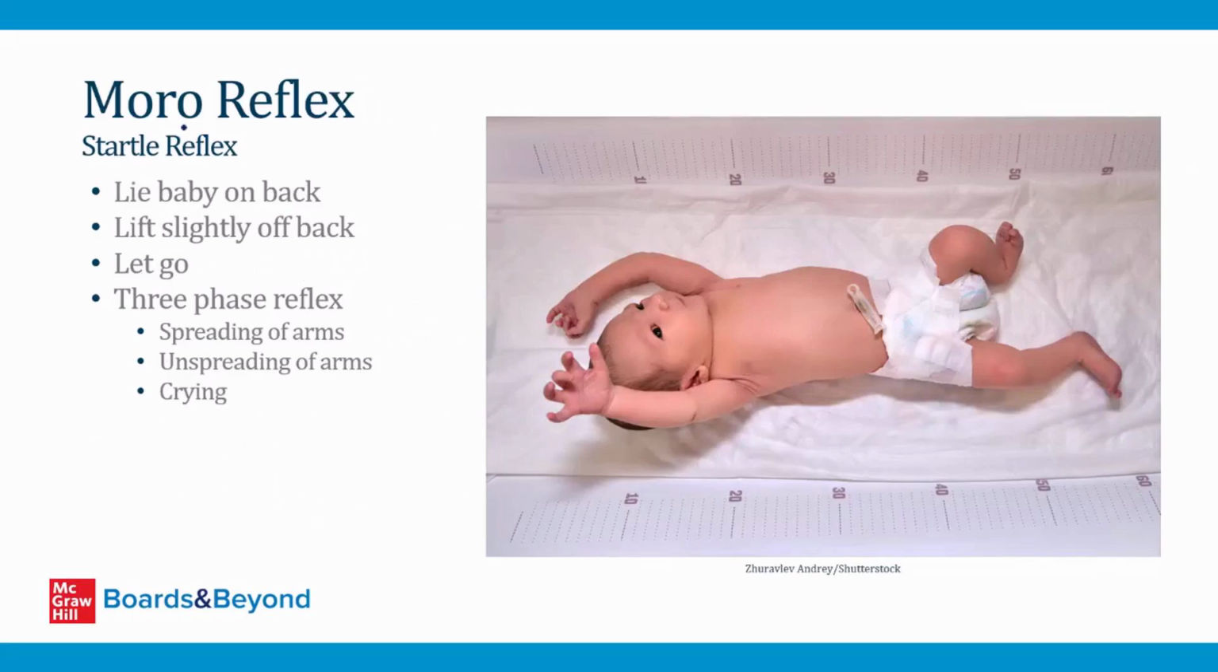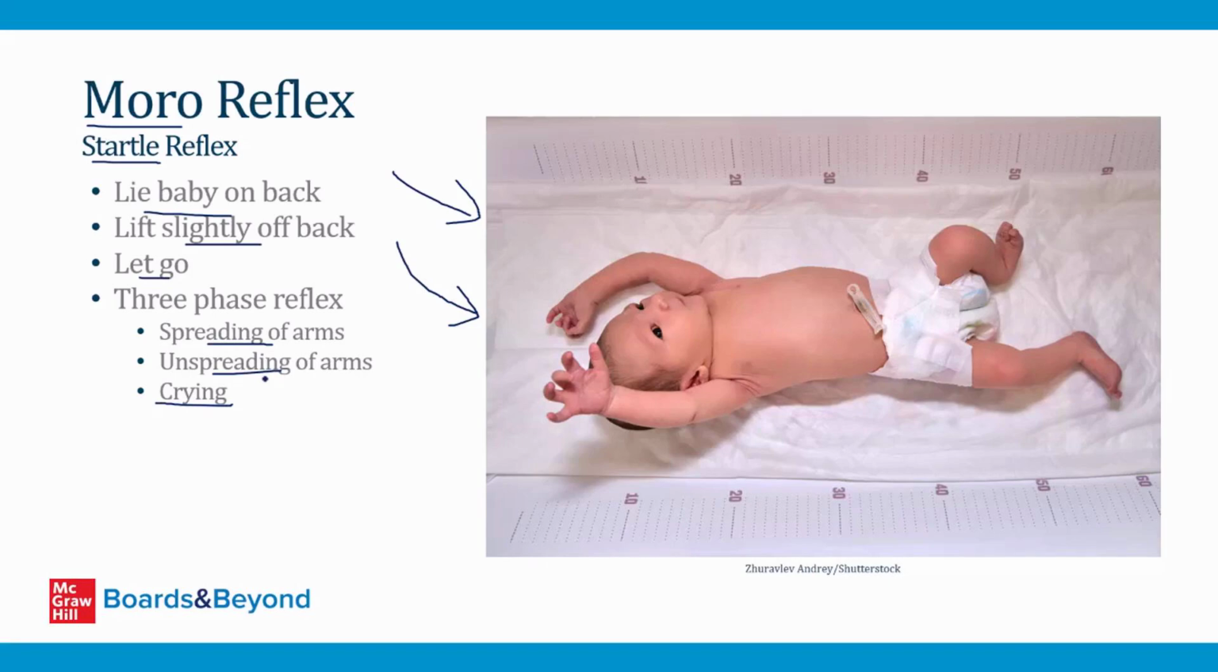Okay, the first primitive reflex we'll discuss is called the Moro reflex, also known as the startle reflex. To elicit this reflex, you lie the baby on its back, just like what's shown in this picture here, and then you lift the baby very slightly off its back, and then you let it go and let it fall down on the table, usually with some cushioning present, like what's shown here. Or sometimes you can catch the baby if you're holding it higher. This should elicit the startle reflex, which has 3 phases. First, the baby will spread its arms, then it will unspread its arms, and then the baby will start to get upset and cry.